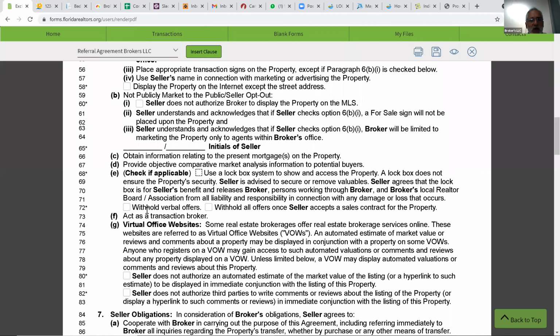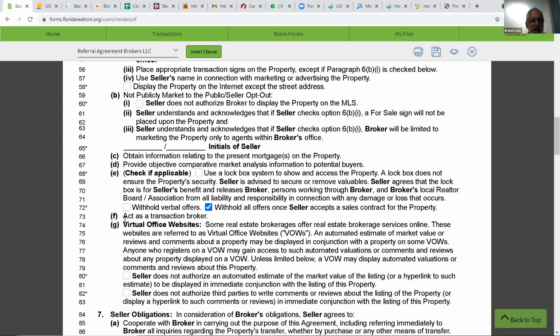Withhold all offers or withhold verbal offers. You better withhold all offers until the seller accepts a sales contract, okay? Maintain all those offers active until the seller chooses any offer and they get into a contract.